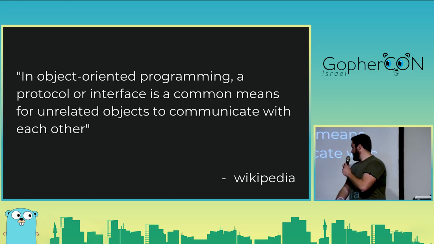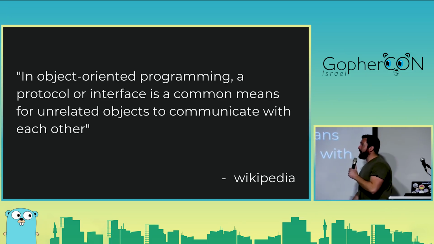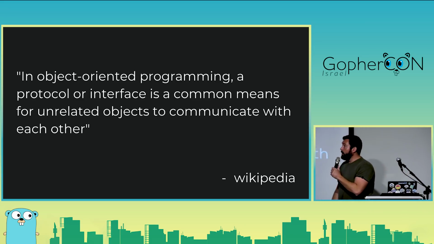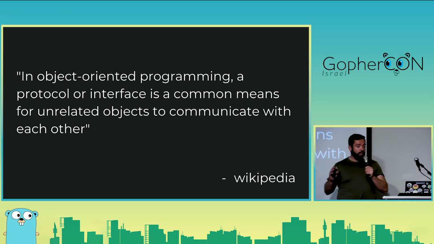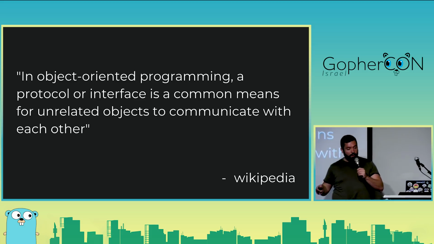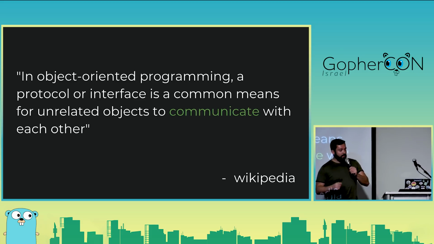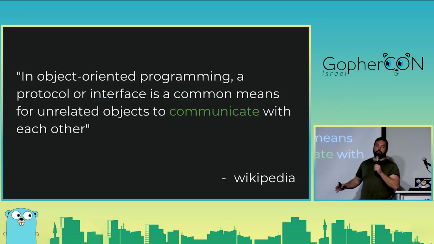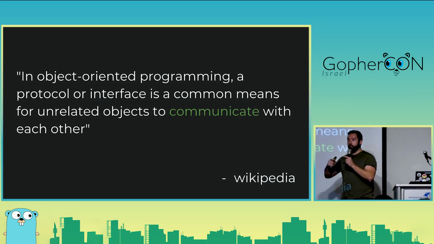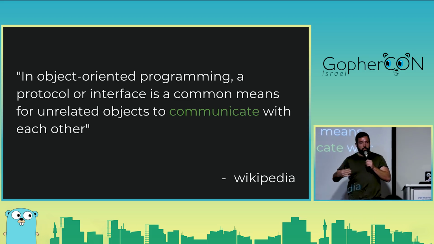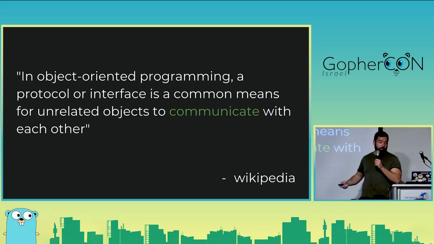So what is an interface? According to the source of all truth, which is Wikipedia, by the way, it says that in object-oriented programming, a protocol or interface is a common means for related objects to communicate with each other. What does this mean? First of all, it's about communication, right? It's about different pieces that are talking to each other in some way. And an interface is what describes what is possible, or what you allow in that communication.